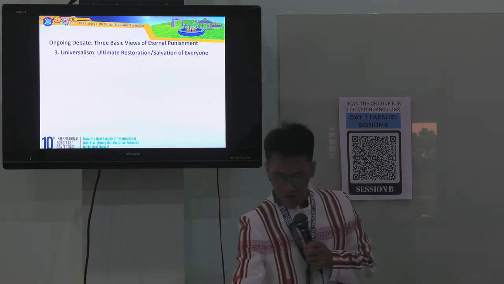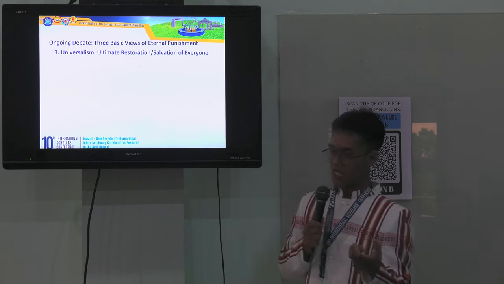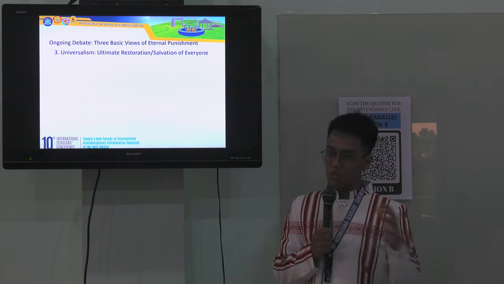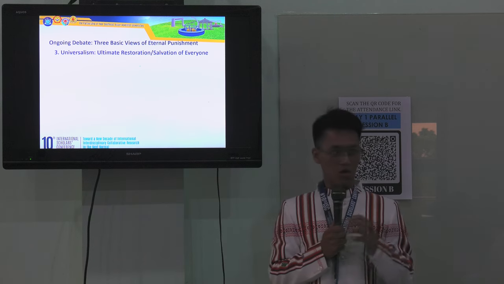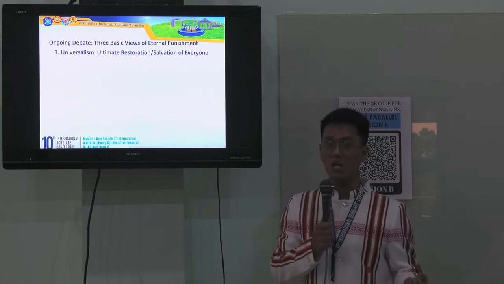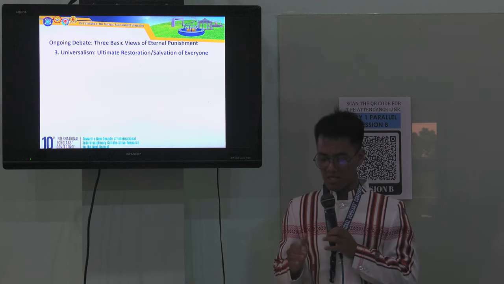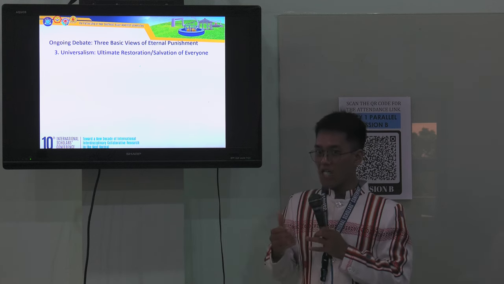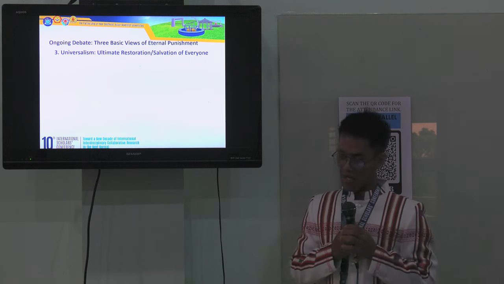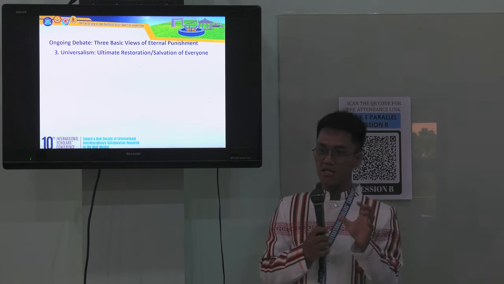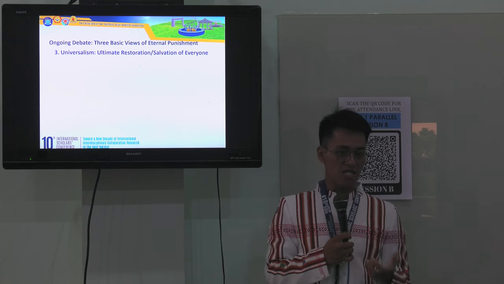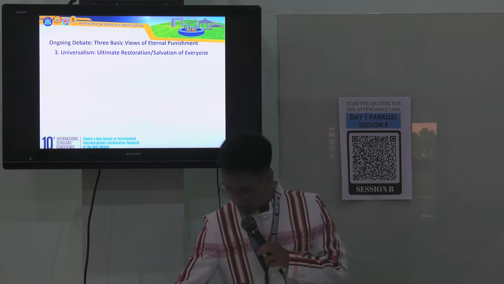Universalism takes a different stance by asserting that all people will ultimately be saved and reconciled to God. It emphasizes the universal redemption of all human beings, suggesting that eternal punishment serves a corrective purpose that leads to the salvation of all people. However, when evaluated in light of the teaching of the Bible, it raises several concerns and goes against the teaching of the Bible, and I want to share three of them.